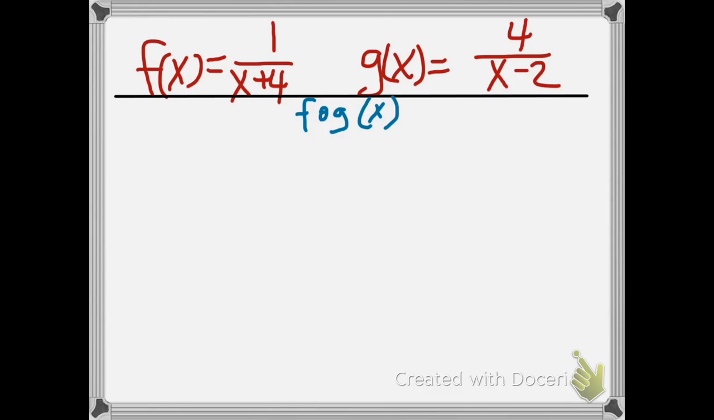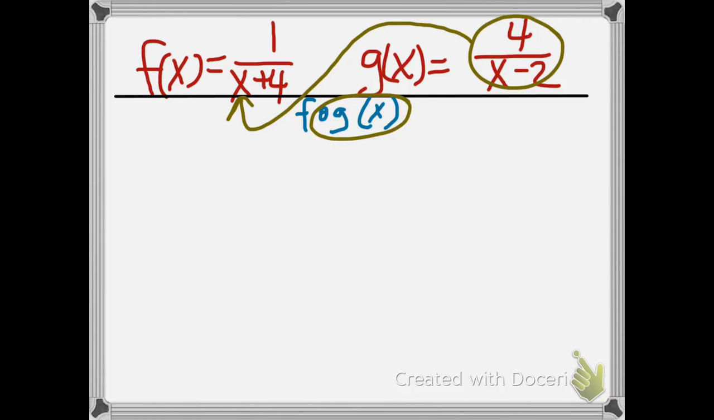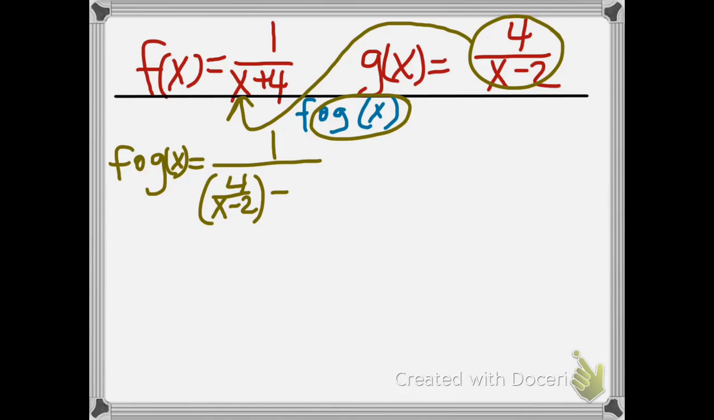Now, what you're going to be asked to do is find f of g of x, kind of the rule of the function. Okay, so we're going to take g of x and put that into f. Alright, so we'll do that. That gives us f of g of x is equal to 1 over 4 over x minus 2 plus 4. Okay, so we have some simplifying to do.